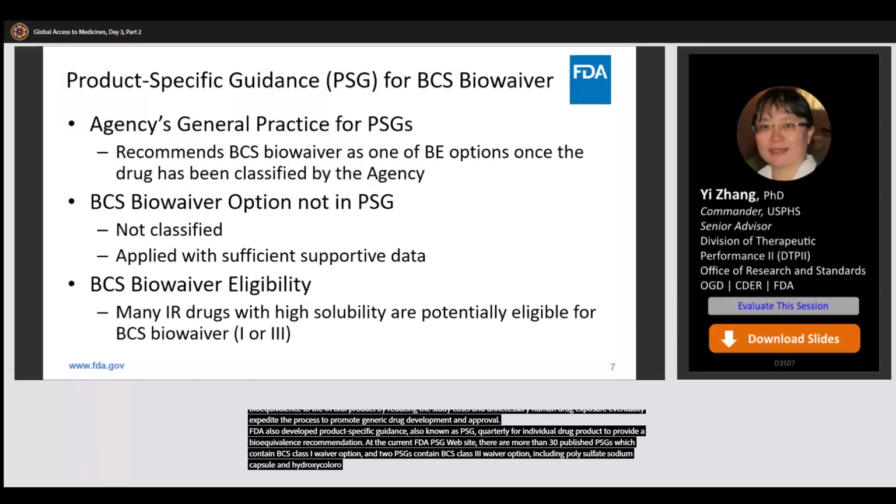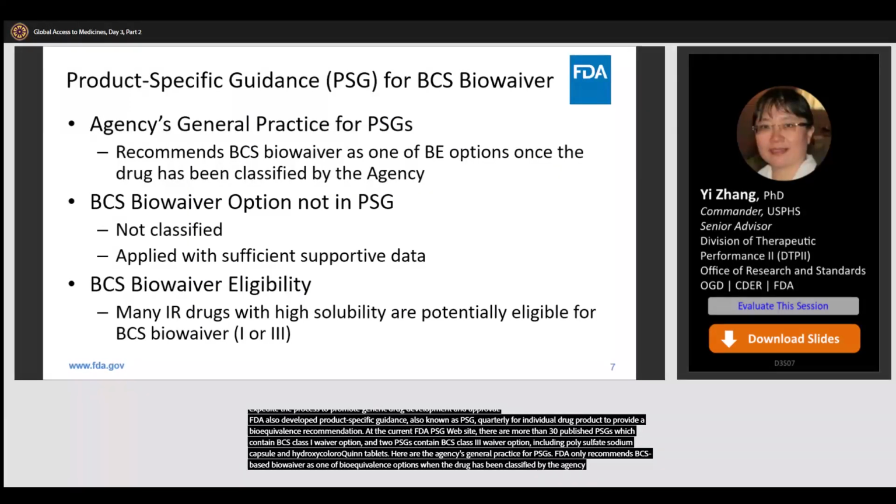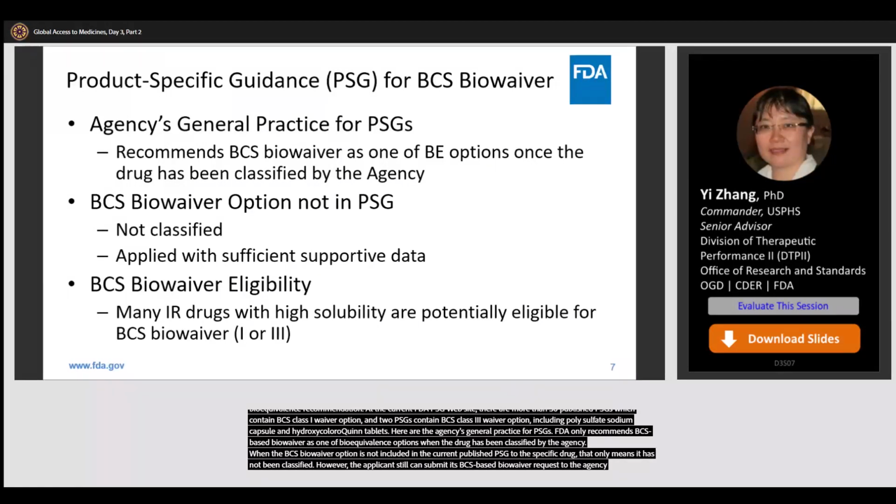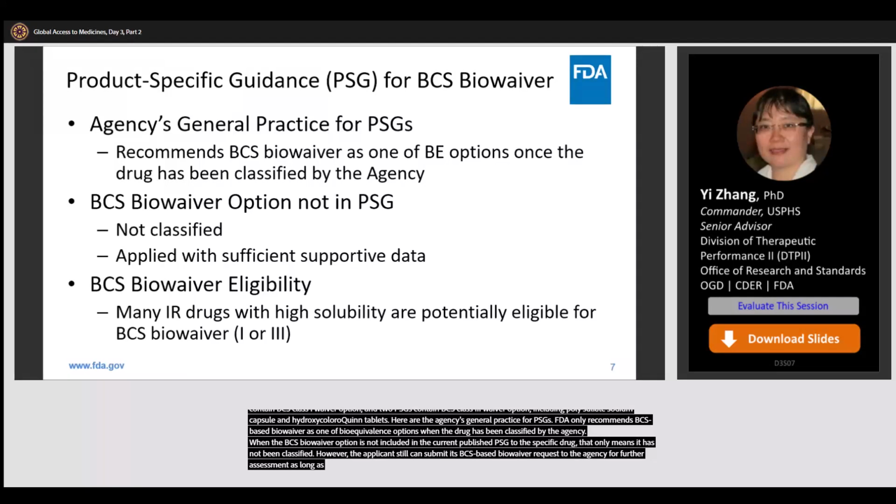Here is the agency's general practice for PSGs. FDA only recommends BCS-based Biowaiver as one of the bioequivalence options when the drug has been classified by the agency. When the BCS Biowaiver option is not included in the current published PSG for a specific drug, that only means it has not been classified. However, the applicant still can submit its BCS-based Biowaiver request to the agency for further assessment as long as it submitted sufficient supportive data.